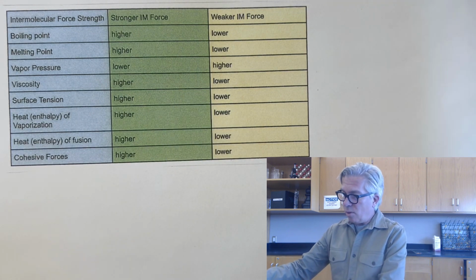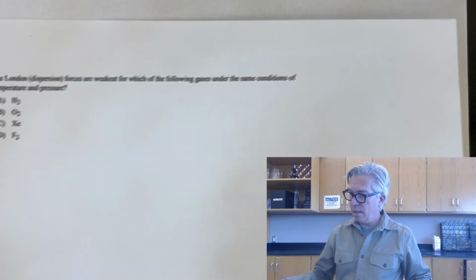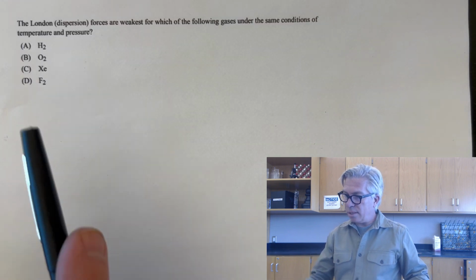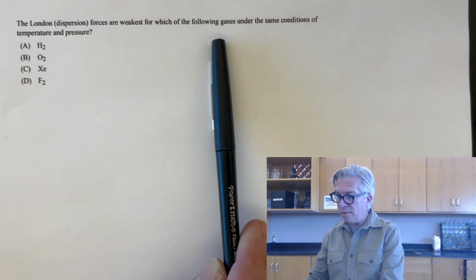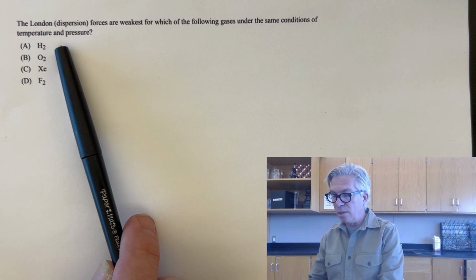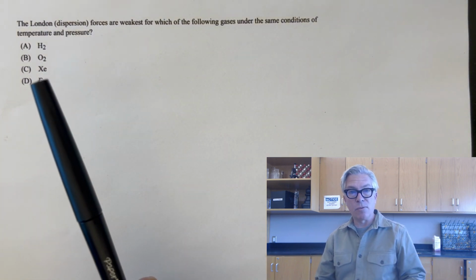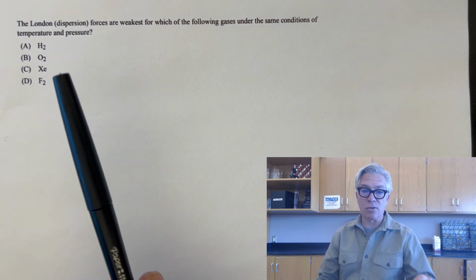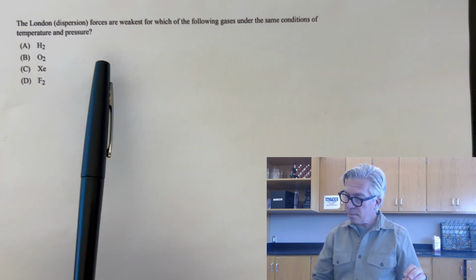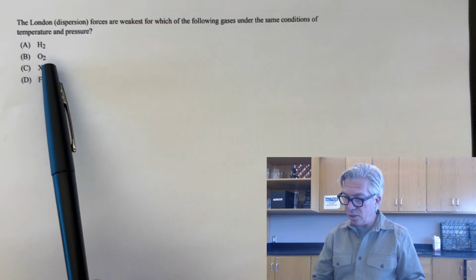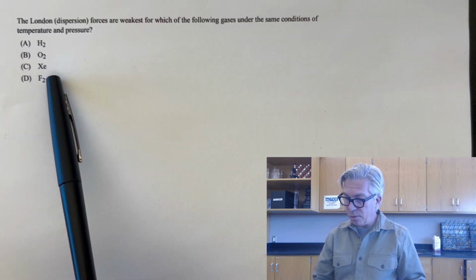So let's get into some questions. These are AP style multiple choice questions. We'll start with number one here. It says the London dispersion forces are weakest for which of the following gases under the same conditions of temperature and pressure. And by the way, if you need a refresher on the types of intermolecular forces, you can check out my previous videos. I'll try to put a link in the description. Which LDFs are the weakest? Okay, and we have hydrogen, oxygen, xenon, and fluorine.